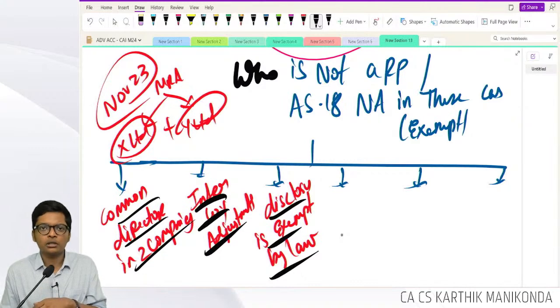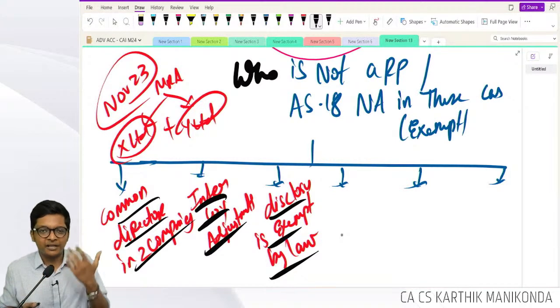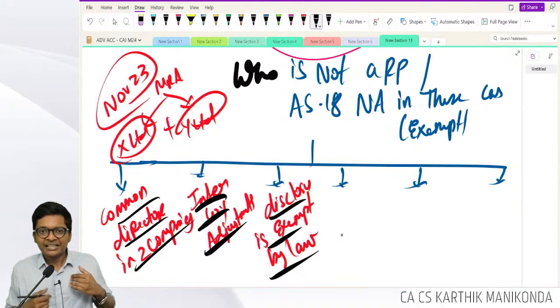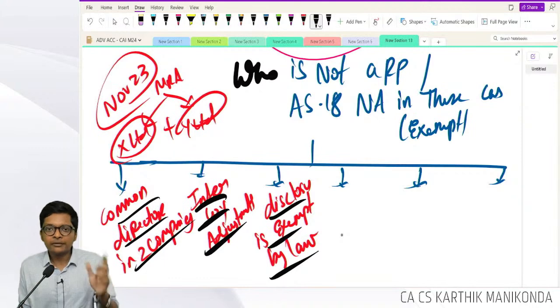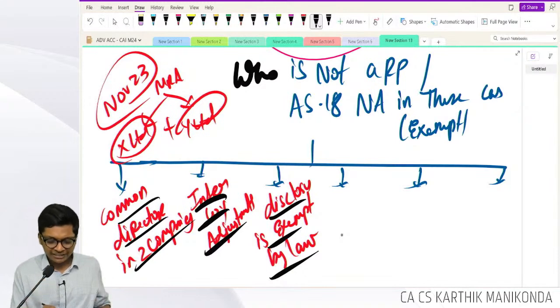Okay, sir. So what? Now my question over here is, should I disclose my bank account balance with ICICI Bank in my financials? No. Exempt as per Banking Regulation Act. Even though you are a related party to the bank, no need to disclose your transactions with the bank. Even though you are taking a loan from the bank, no need to disclose, as per Banking Regulation Act. Disclosure exempt by law. They won't test this much.